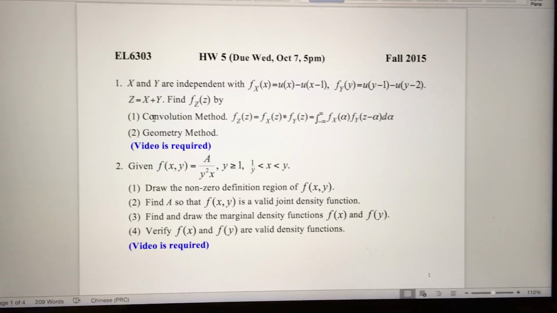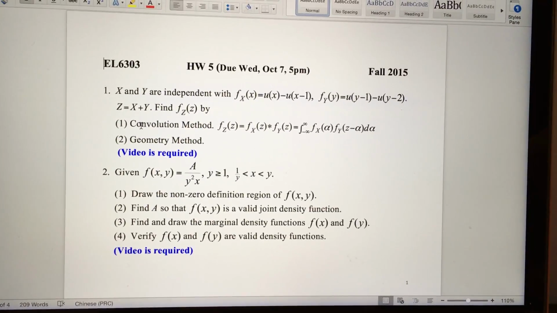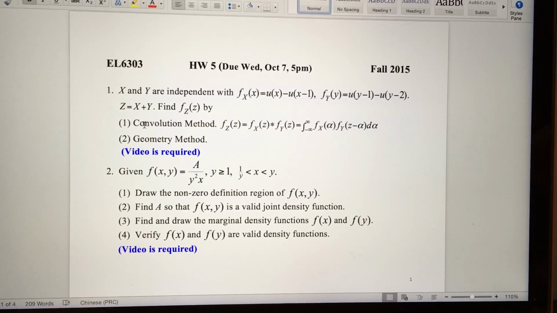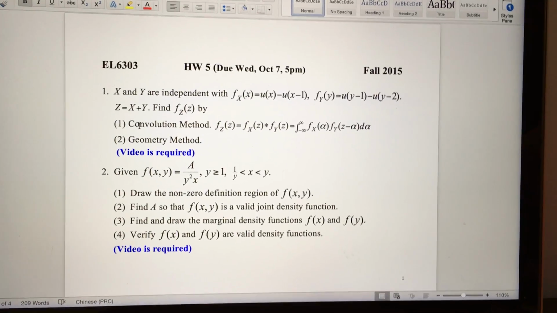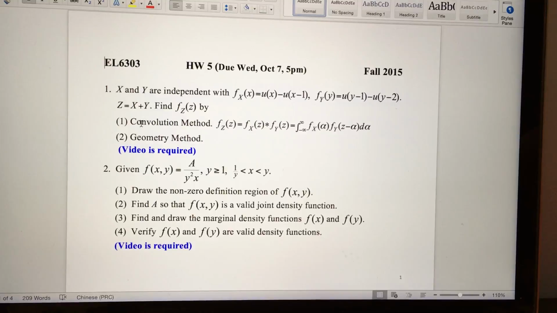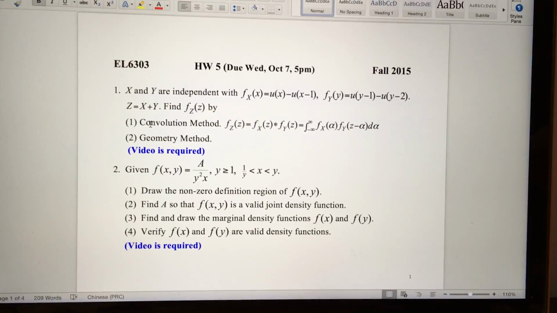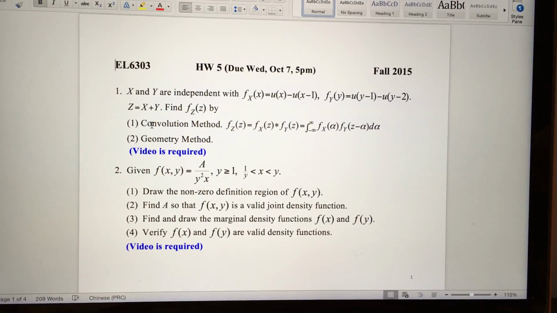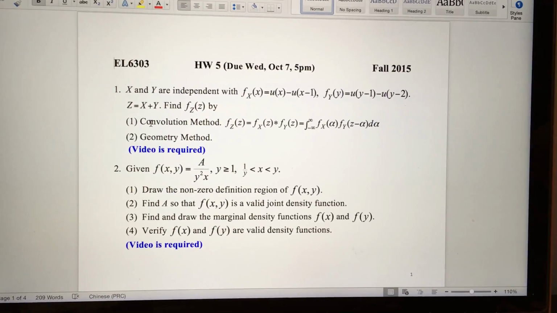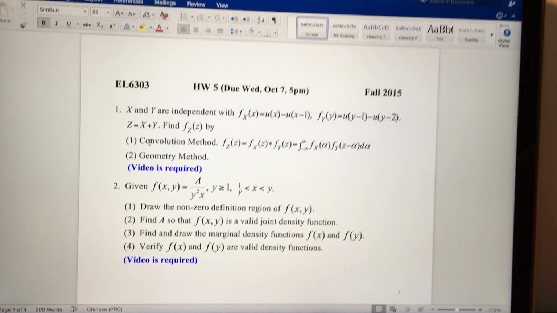Here's the solution to question 2 of homework 5. There are 4 problems to solve. Let's begin the first problem. It's drawing the non-zero definition region of the density function.